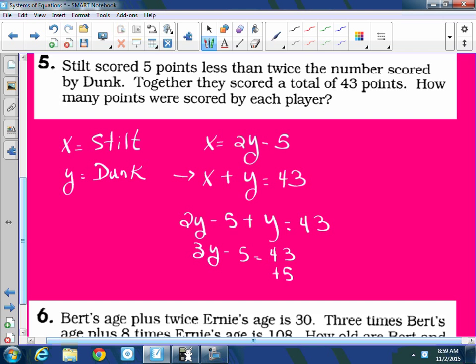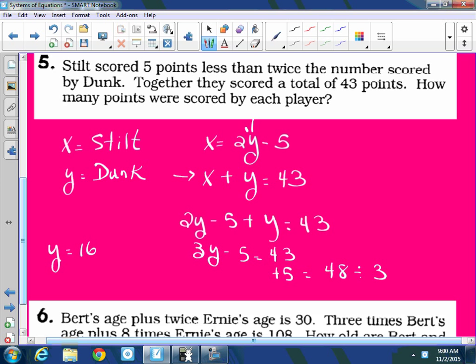So I'm going to say plus 5. That equals 48. And now I'm going to divide by 3. Plus 5 because it was a minus 5. Divide by 3 because 3 is multiplied by y. Simple two-step equation. Y equals 16. 16 or 24? 16. 1 6. All right.